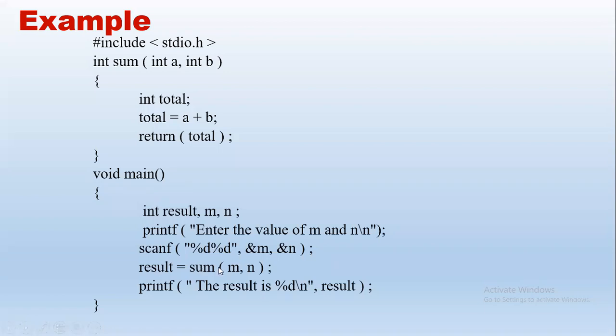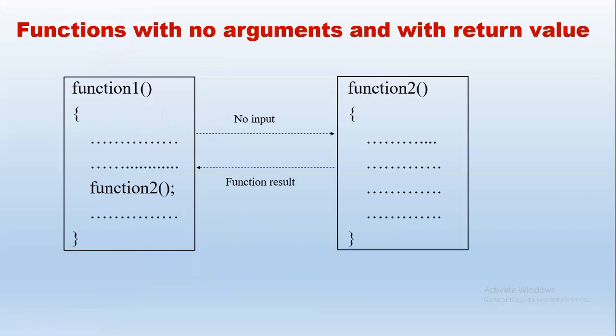So the control comes back here after executing this, having found 1 plus 2, 3. Now control comes back to the statement and it has returned a value 3 that gets stored to result. So this is an example for function with parameter or argument and with return type. So it will now print the result as 3. Next is function with no arguments but with return value. So function 1 is calling function 2.